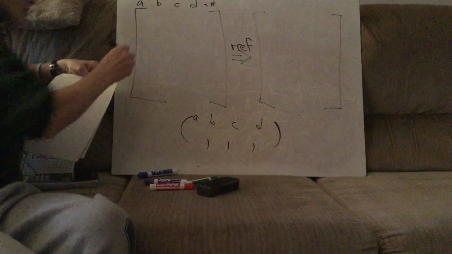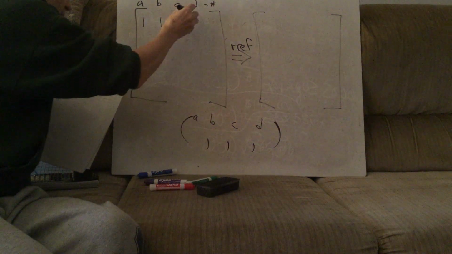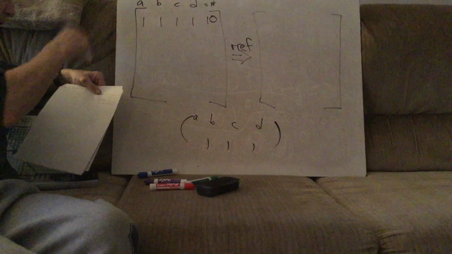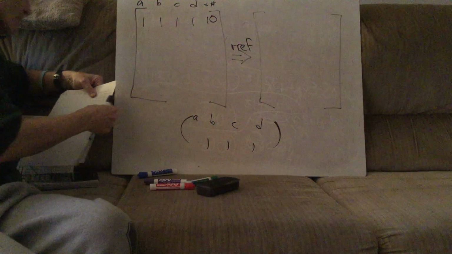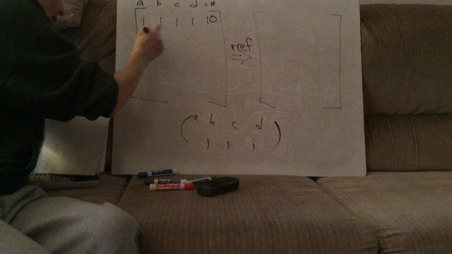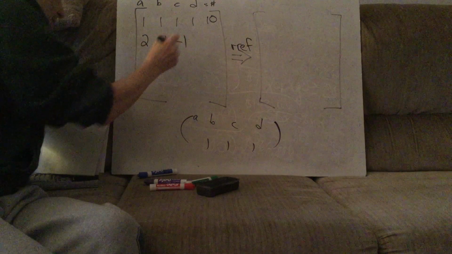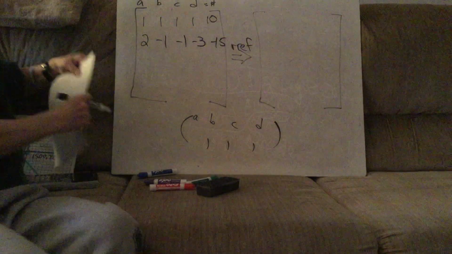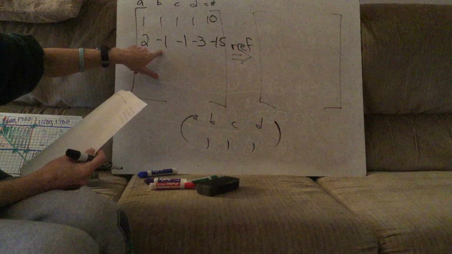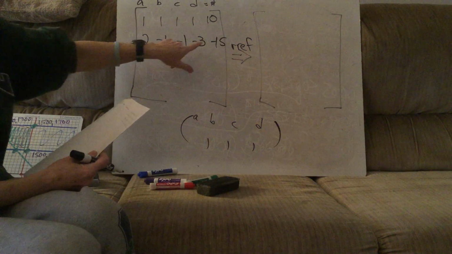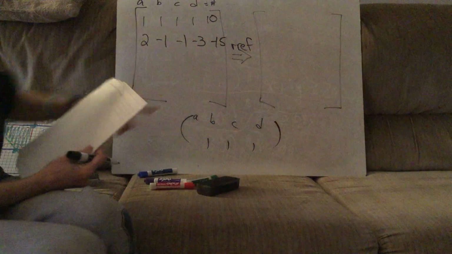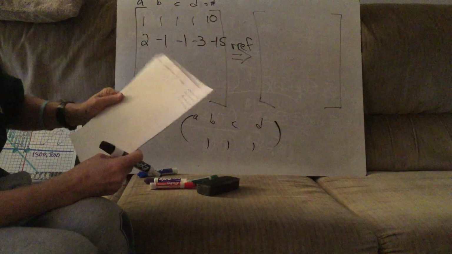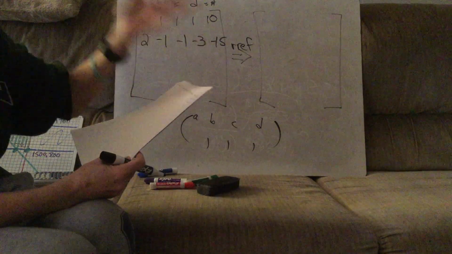So the top equation, 1A, 1B, 1C, 1D equals 10. There's the top row. Now in the second equation we have 2 A's, negative 1B, negative 1C, negative 3D, and negative 15. So 2A minus 1B minus 1C minus 3D equals negative 15. Now I left you a ton of space on this paper. Spread your stuff out. I don't have that luxury.